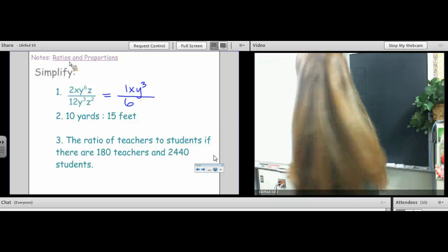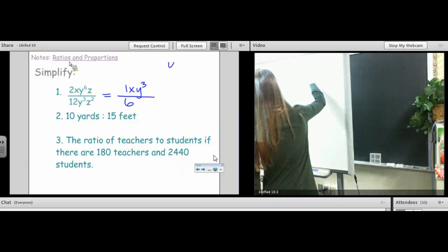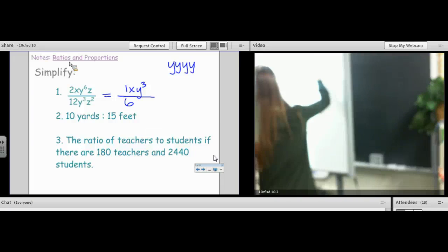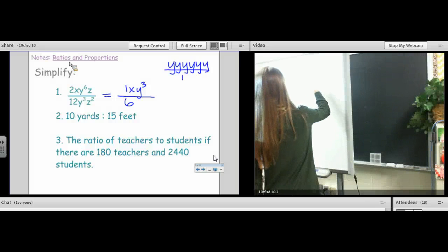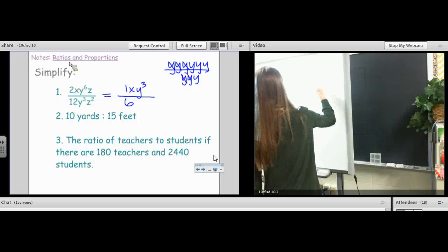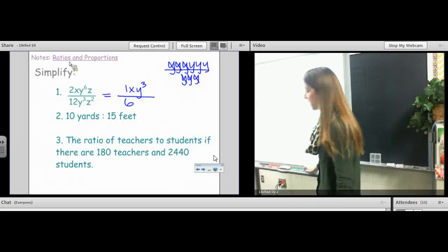If you ever forget what to do, then just do 1, 2, 3, 4, 5, 6. 1, 2, 3, and you'll remember, oh, that's how that works. And you're left with 3 y's in the numerator.